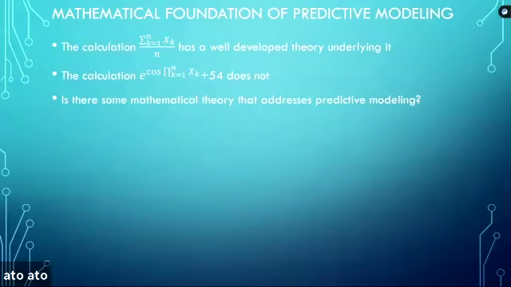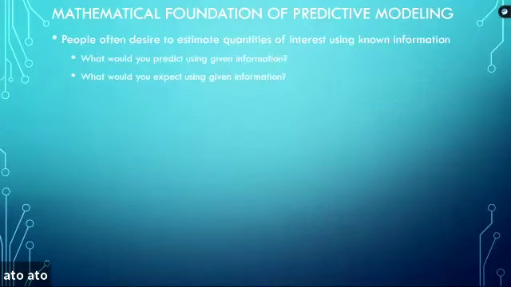And just as with the sample mean, there's a well-developed theory underlying it, the question then becomes: is there some mathematical theory that addresses predictive modeling? And my claim is yes. To get at that, let's think through for a moment what we're trying to do. This is roughly what we're trying to do in most of predictive modeling.